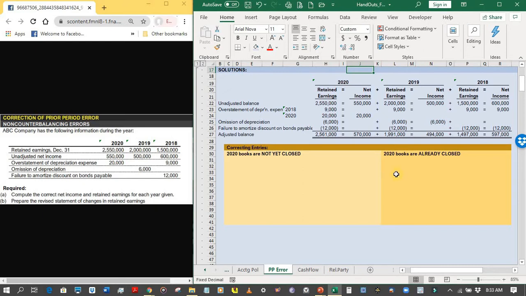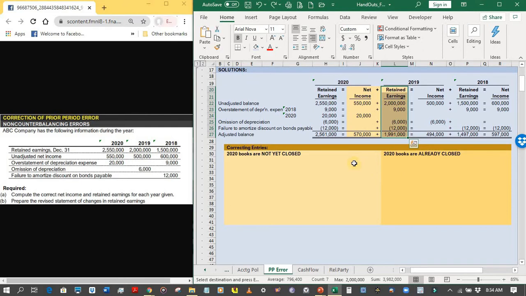So to start the correcting journal entries, these are to be taken from this table. This table will facilitate us in the preparation of the correcting entries. And since the current year is 2020, our adjustments will be taken from these two particular columns: the net income column in 2020 and the retained earnings ending in 2019.